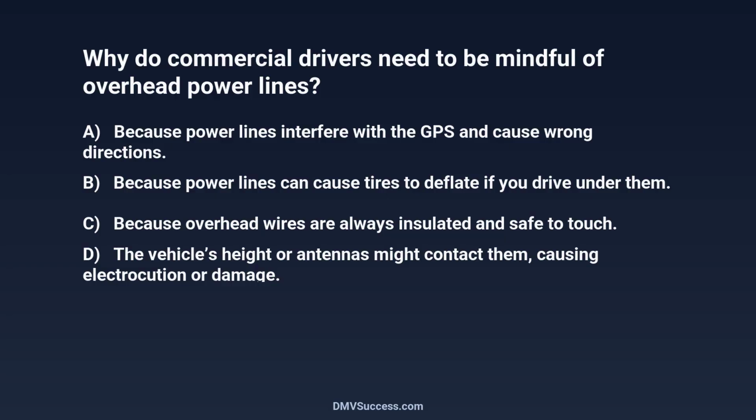Why do commercial drivers need to be mindful of overhead power lines? A. Because power lines interfere with the GPS and cause wrong directions. B. Because power lines can cause tires to deflate if you drive under them. C. Because overhead wires are always insulated and safe to touch. D. The vehicle's height or antennas might contact them, causing electrocution or damage.